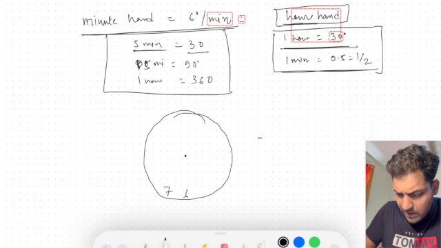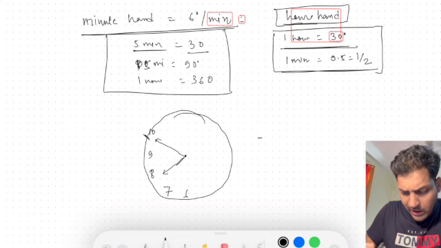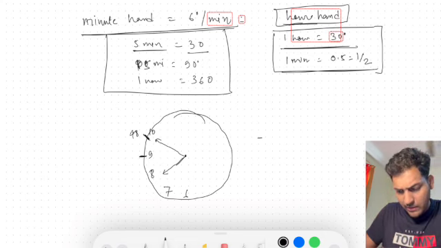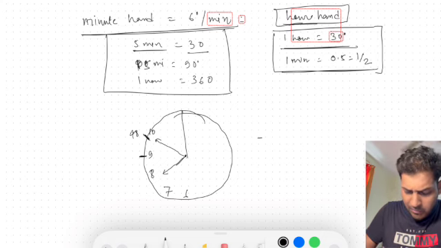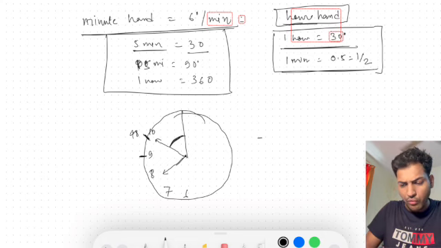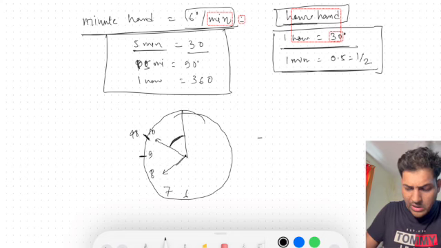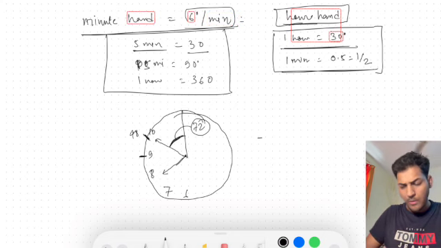So suppose the time is 7:48. Now you all know where 5 is. The minute hand will be somewhere here and the hour hand will be somewhere here. You know that the minute hand is here, at 48. Now where is 45? This is 45, this is 48. So that means the minute hand is 12 minutes behind this. You already know that 1 minute is 6 degrees, so 12 minutes is 72 degrees. So this much is 72.